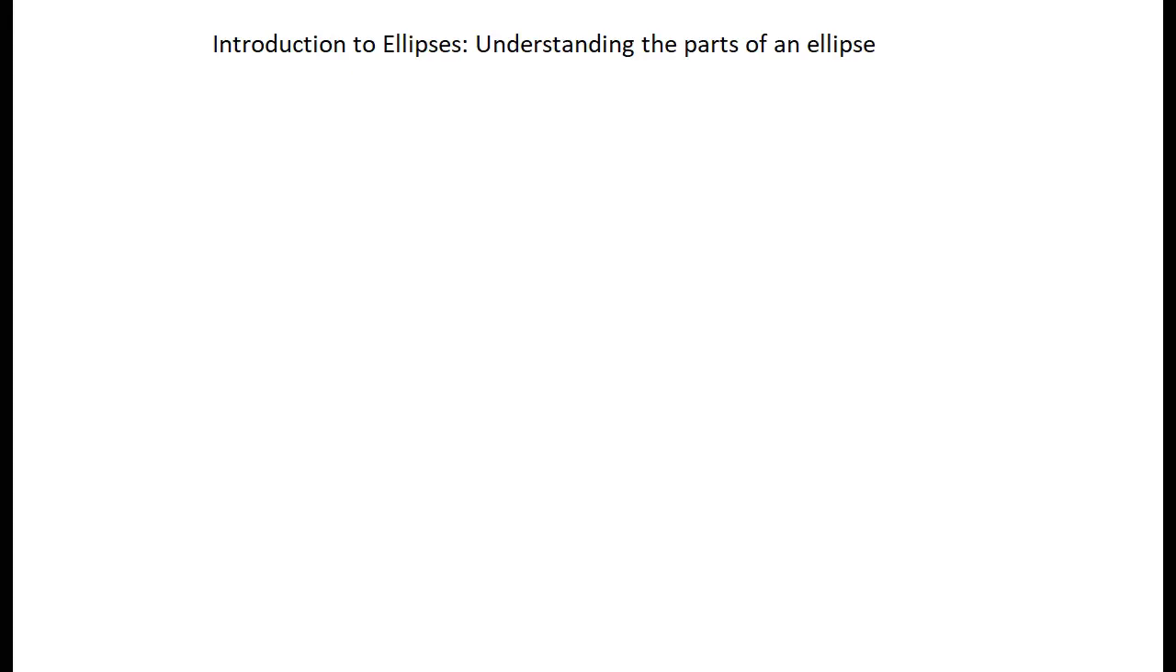Hi everyone, in this video we are going to introduce the concept of an ellipse. We're going to look at the parts of an ellipse and hopefully get some understanding about the difference between a horizontal ellipse and a vertical ellipse, and what's a major axis, or what are vertices or co-vertices, all the parts. So this is just going to go over the parts of an ellipse.